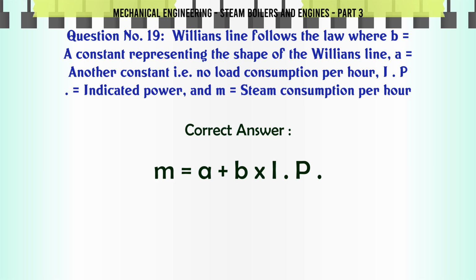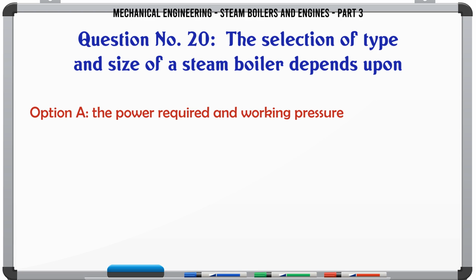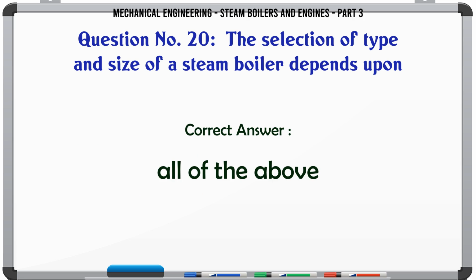The selection of type and size of a steam boiler depends upon A. the power required and working pressure, B. the geographical position of the powerhouse, C. the fuel and water available, D. all of the above. The correct answer is all of the above.